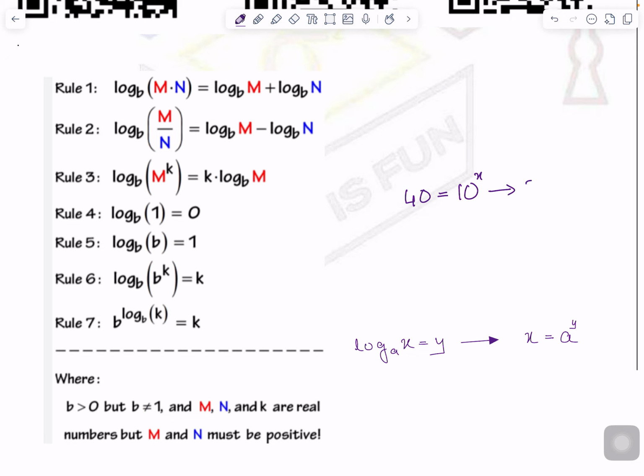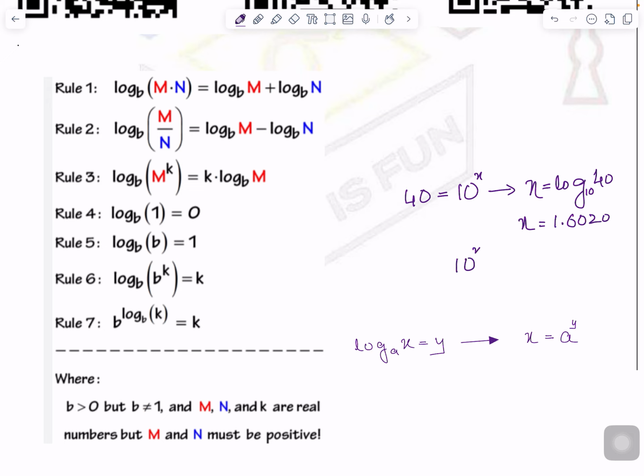You can take your calculator now. x is equal to log of 40 base 10. You will have a log button on your calculator. You can see on the right hand side. You can press it and you will get the answer. Let me see here also what I get. It is 1.6 something. Log base 10 of 40 is giving me 1.602059991.